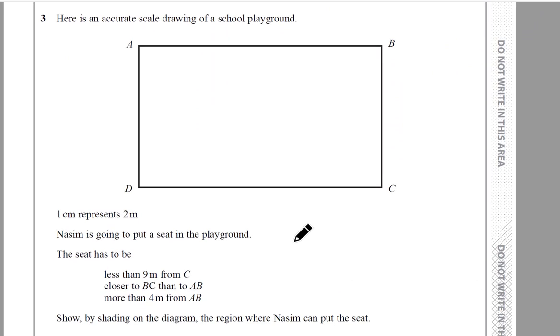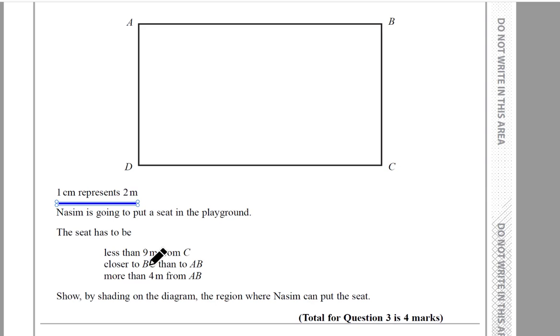Question 3. This is a loci type question. And right, so remember, question 3 is a scale drawing of a school playground. 1 centimetre represents 2 metres. So you're going to need a compass for this. Less than 9 metres from C, so you've got to set your compass to 4.5 centimetres. Set your compass, this is just an estimate, and obviously draw an arc there, and that radius here should be 4.5 centimetres.